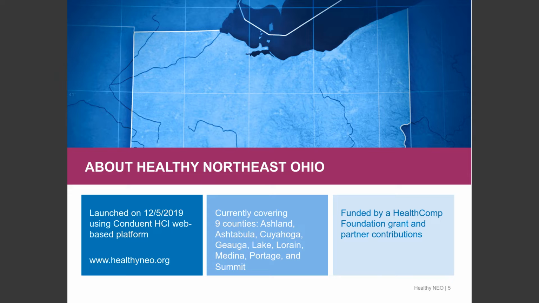Here is some background information about Healthy Northeast Ohio. The publicly available healthyneo.org site launched at the end of 2019, and we do utilize the Conduent Healthy Communities Institute web-based platform. Conduent HCI also largely maintains and curates data that's available through the site. As you can see on the slides, we serve 9 counties across Ohio, and those include Ashland, Ashtabula, Cuyahoga, Geauga, Lake, Lorain, Medina, Portage, and Summit counties.